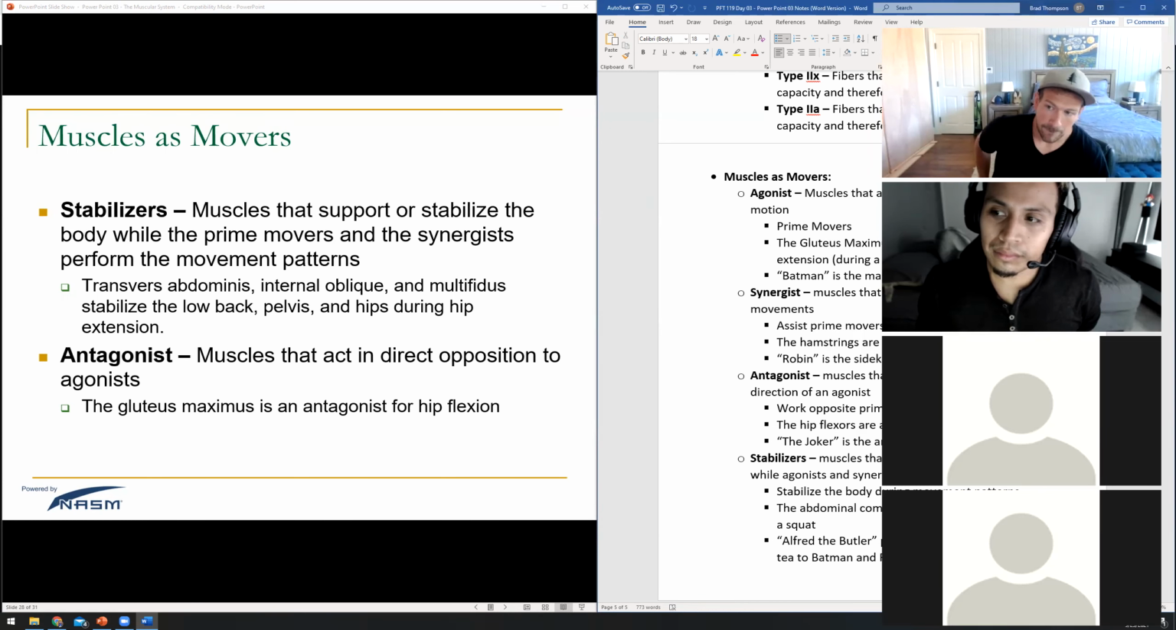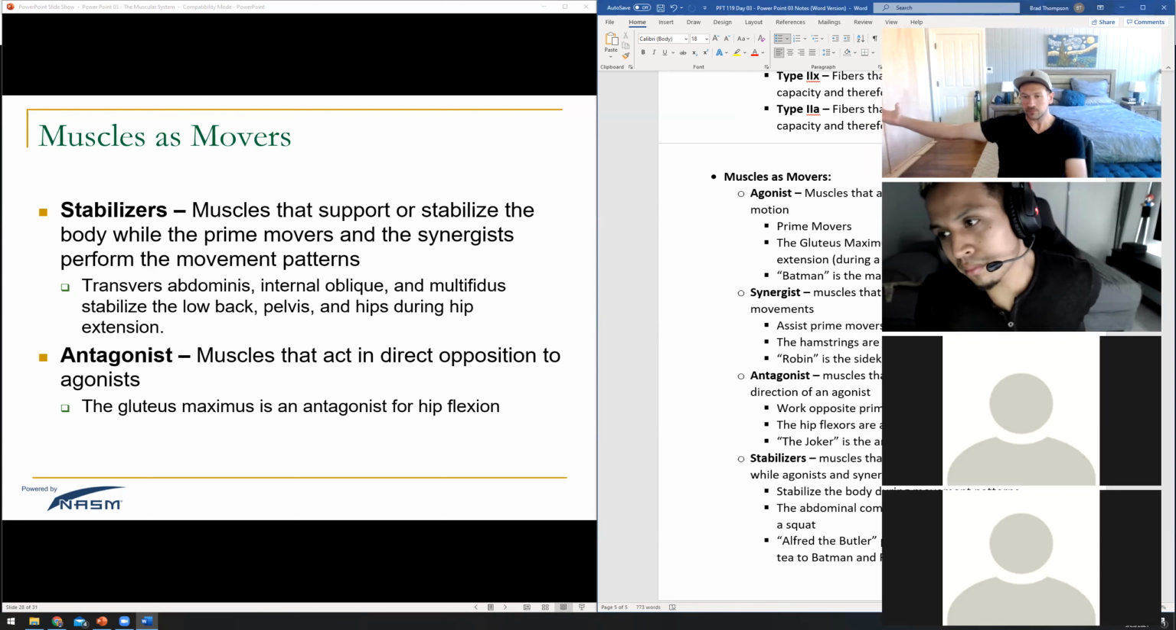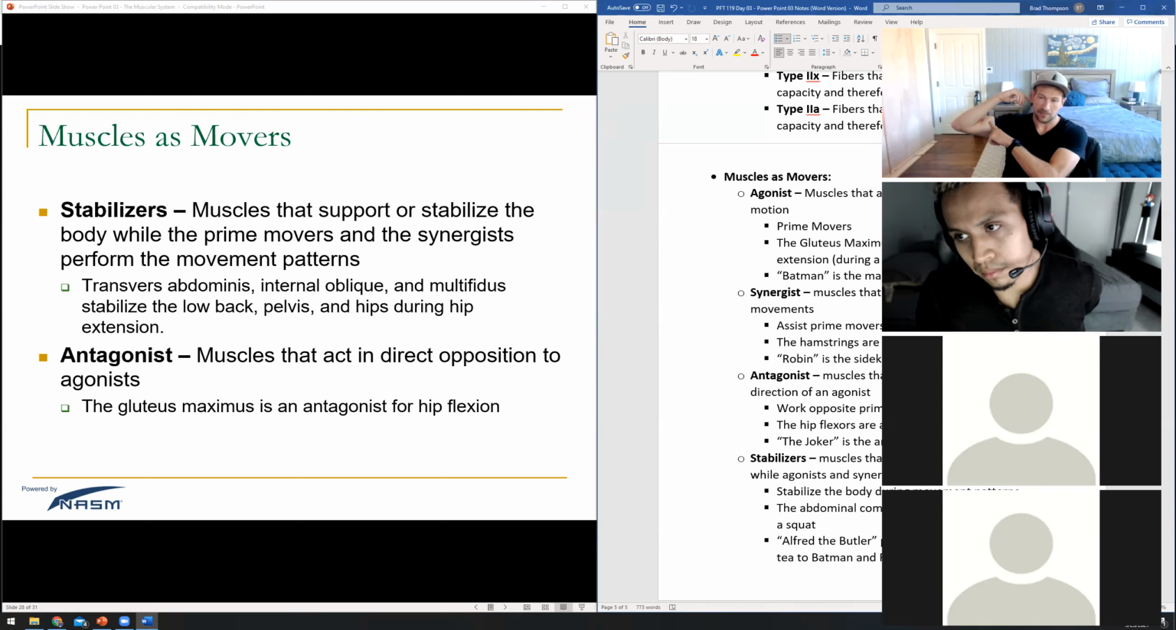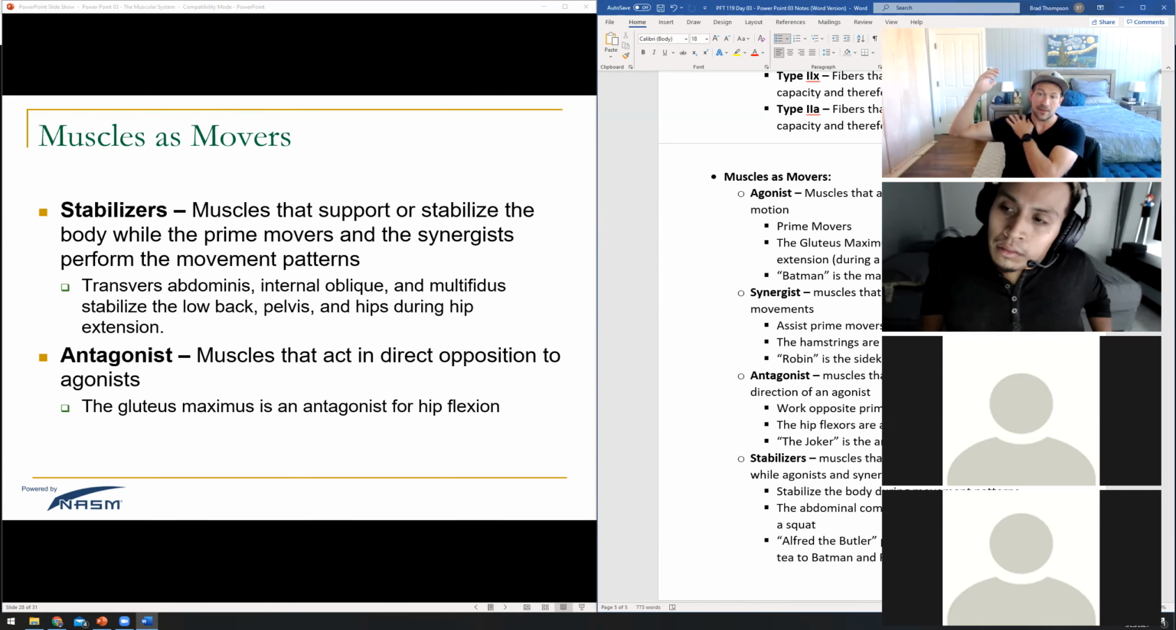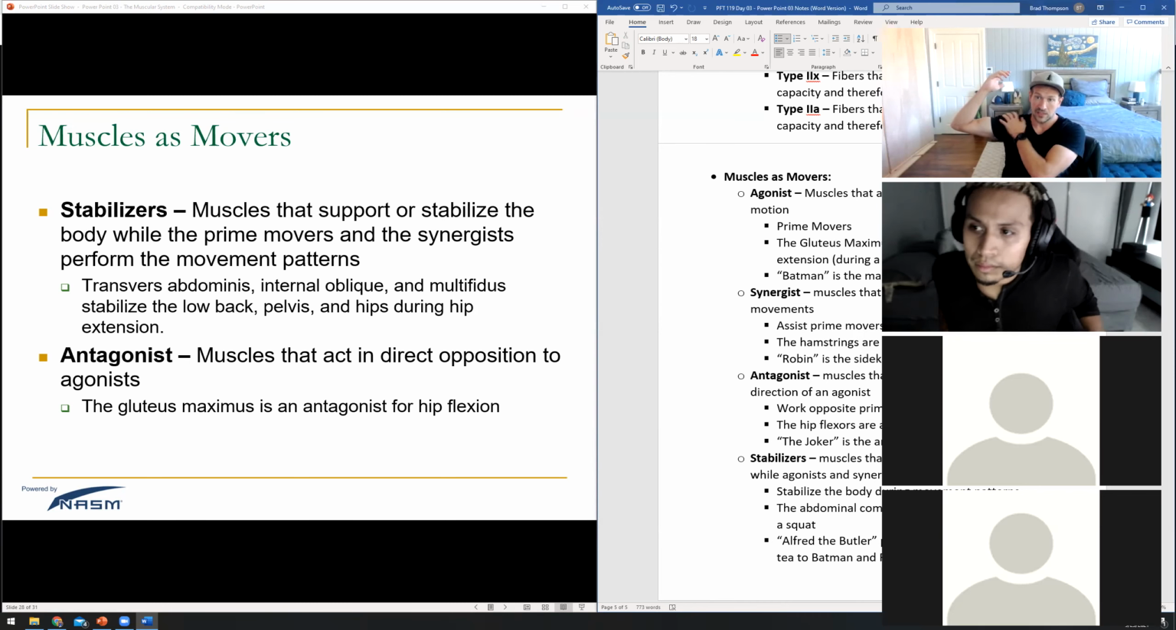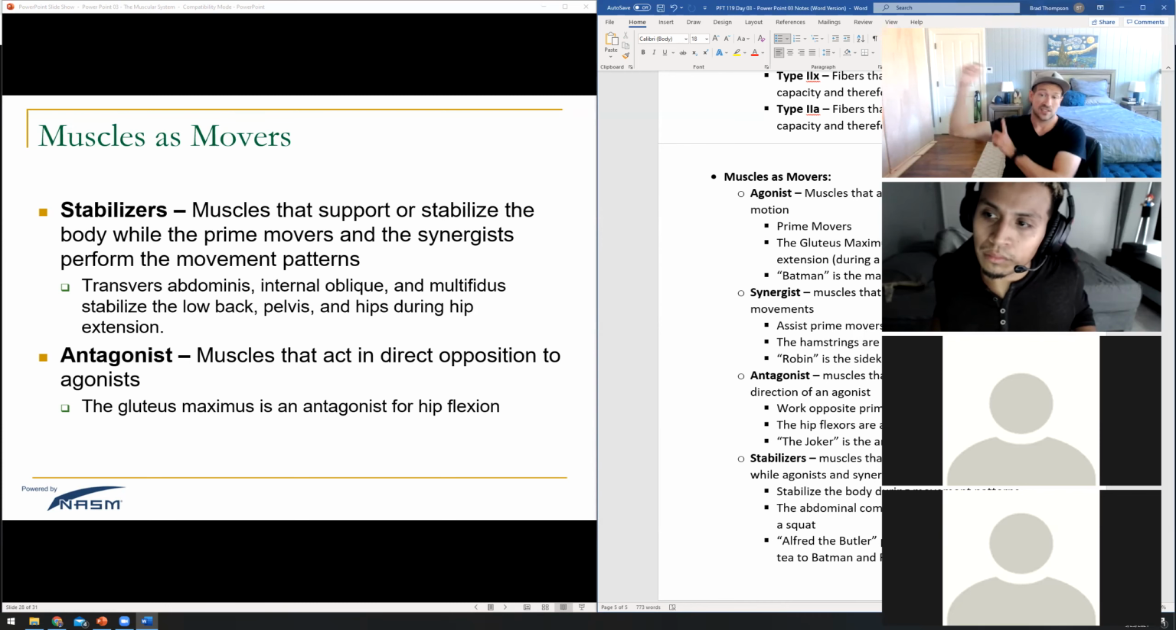Now here's the thing. If I am doing elbow flexion, my agonist is the bicep. I've got synergists in my forearms, and I've got stabilizers in my rotator cuff. And I've got an antagonist in my tricep. But if I do elbow extension, which is the opposite of flexion, suddenly the bicep is no longer the agonist. Now it's an antagonist. And the agonist is my triceps.